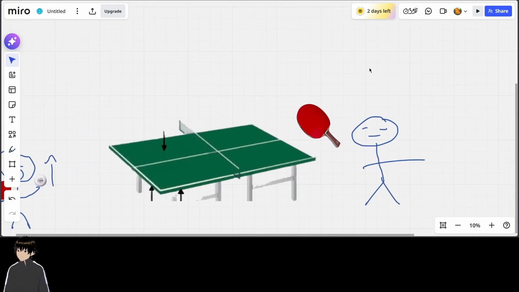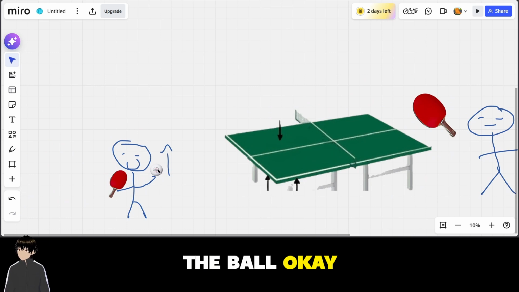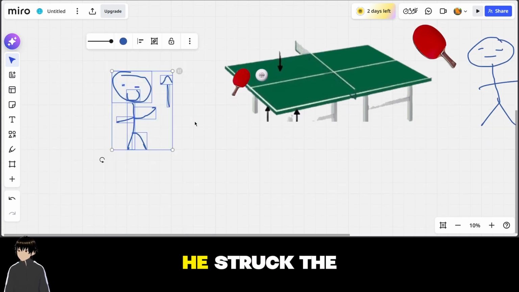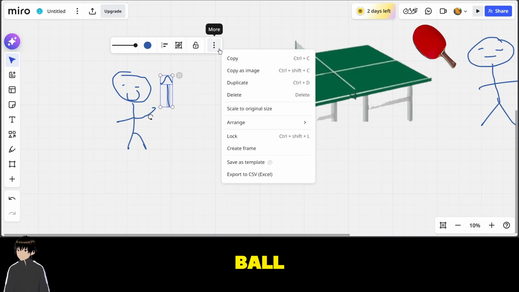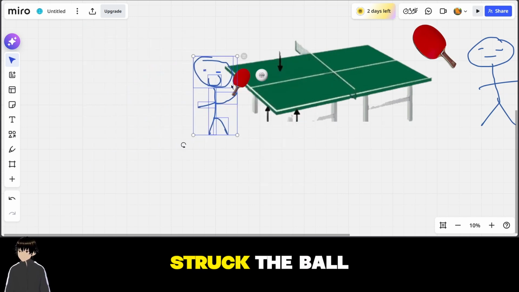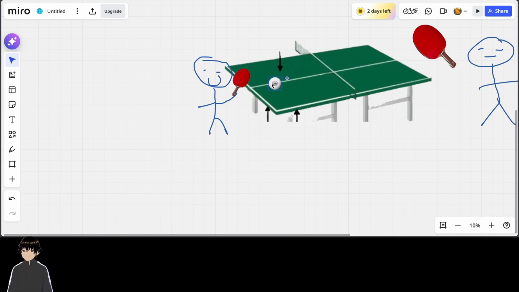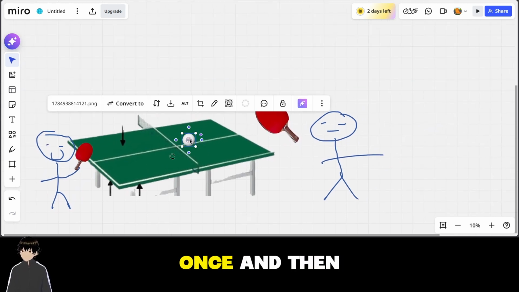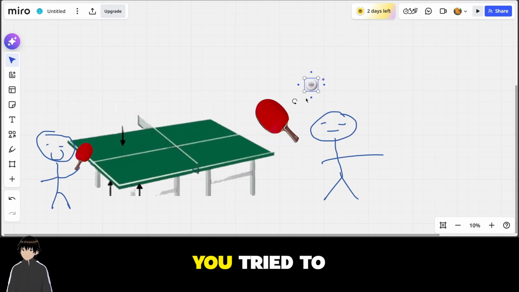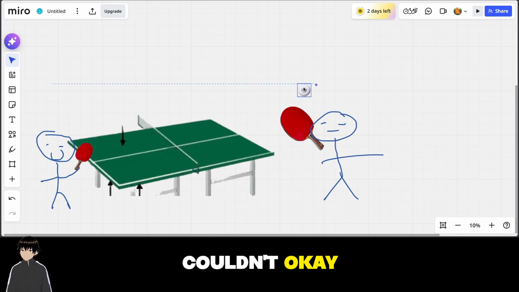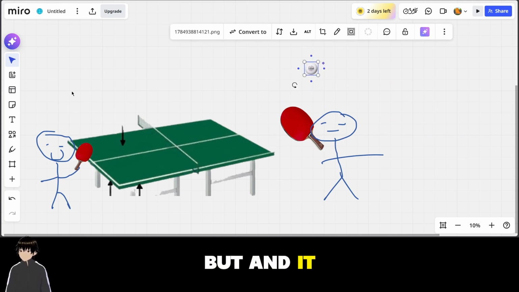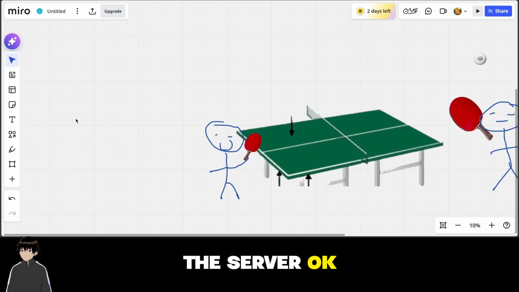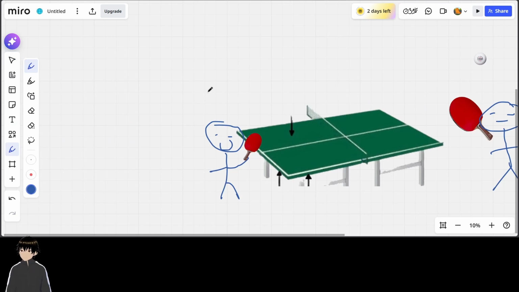Let's say the server already struck the ball, and the ball went over the net. It struck your side of the court once, and you tried to hit it, but you couldn't, and the ball just got away. Your opponent, the server, gets 1 point.